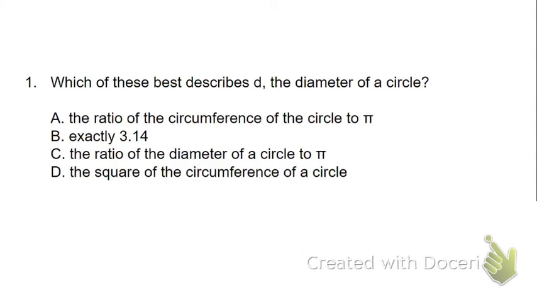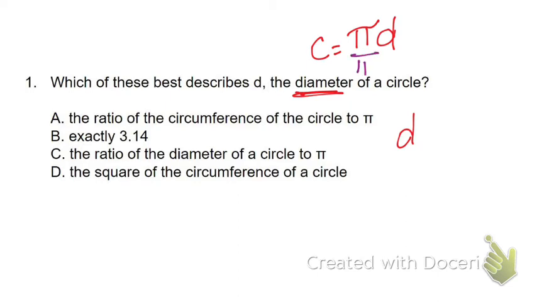Number 2, which of these best describes D, the diameter of a circle? Okay, so remember when you learned about circles, circumference is pi times diameter. So which of these would make sense? Diameter, so if we start with D, remember when you're solving two-step equations, if I want to isolate the variable here, I can divide by pi because they're multiplied, and I'm left with D equals circumference over pi. Diameter equals circumference over pi.